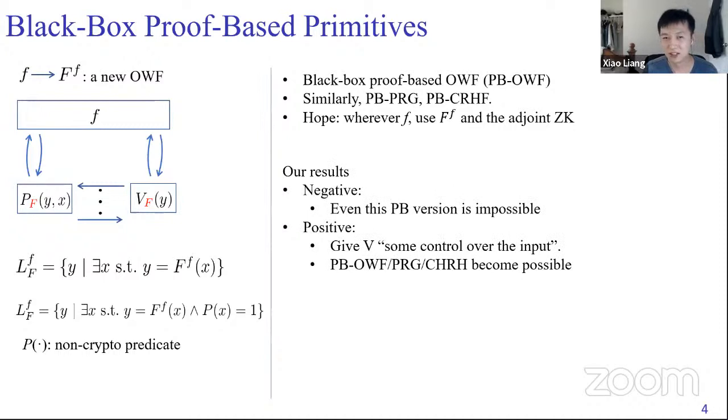First is a disappointing, discouraging result: even for this relaxed version, the PB version is also impossible. But if we introduce some more relaxation, like we give the verifier some control over the input, then we can get rid of the lower bound. Suddenly, this one function, PRG, and hash function become possible.